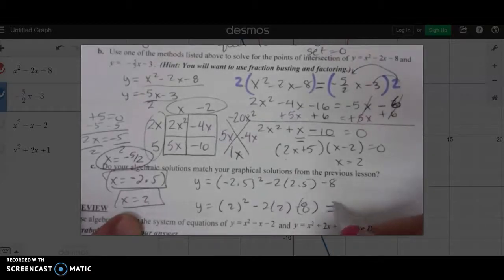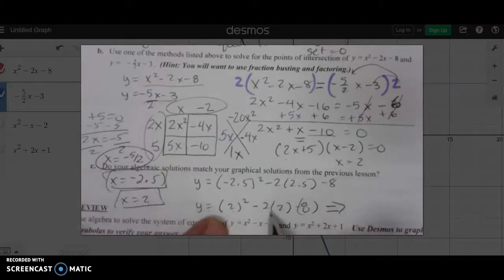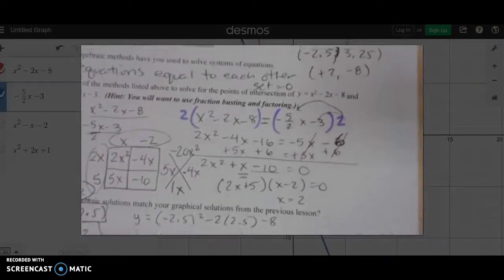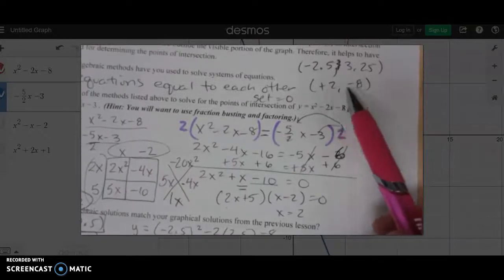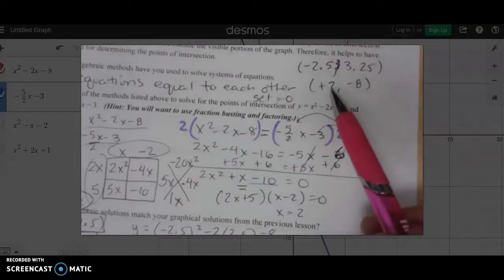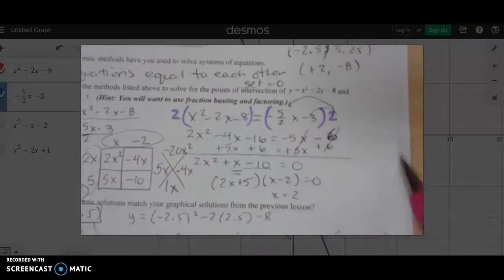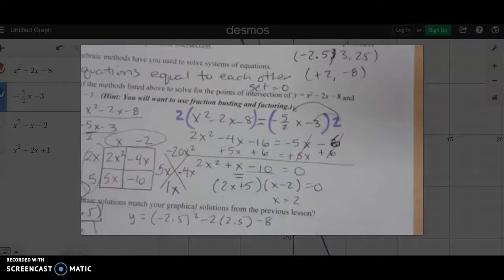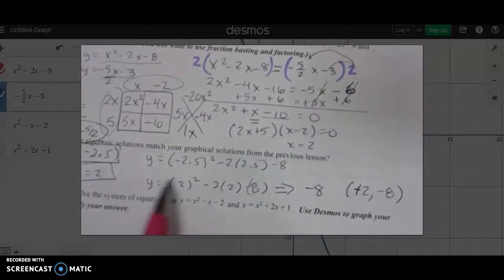And here, this one, I get 4 minus 4 is 0, minus 8, -8, so there's 2, -8. That one, and why is that so important? Because remember where we started, we knew from the graph that those two equations crossed at the point 2, -8. Oops. I'm sorry, that was a +2. I plugged in a +2, so +2, -8.